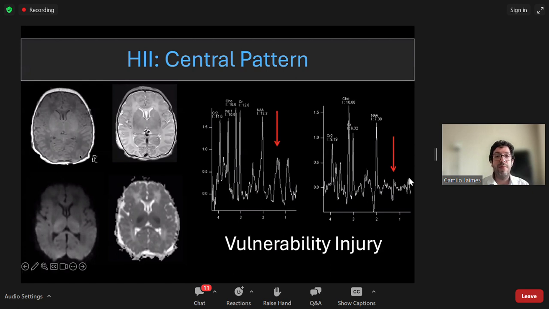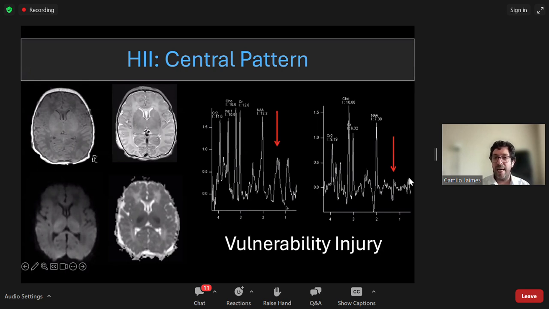You'll see restricted diffusion all through the deep gray nuclei, particularly the ventrolateral thalamus, but it can be in other places. However, the ventrolateral thalamus and the deep gray nuclei are the quintessential feature of a central pattern of hypoxic ischemic injury. As I mentioned, if you keep the hypoxia and ischemia on for longer, you will see these injuries be restricted not so much to these vulnerable territories, but spread out. So they won't be confined to these areas. They'll start to go to other places.